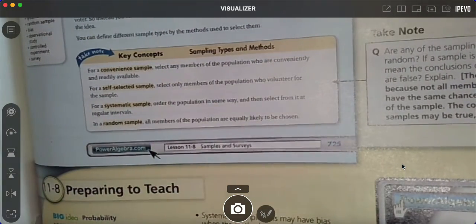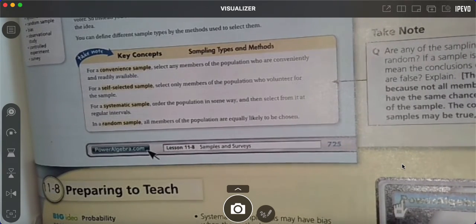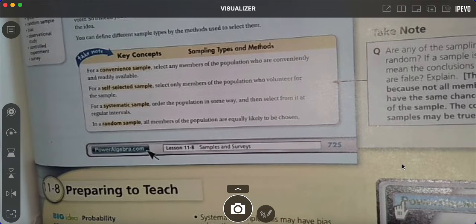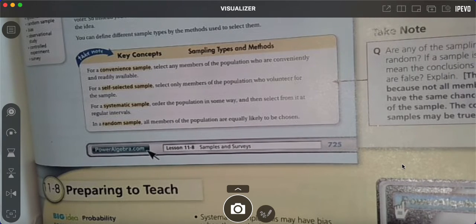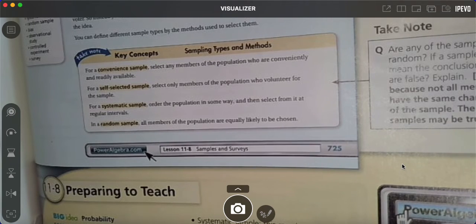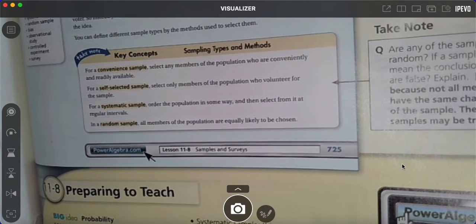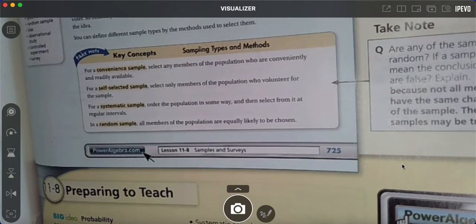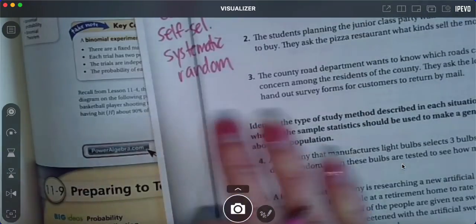Convenience: select any member of the population who is conveniently and readily available. Self-selected: select only members of the population who volunteer for the sample. Systematic: order the population in some way and select at regular intervals. Random: everybody's equally likely to be chosen. Okay?